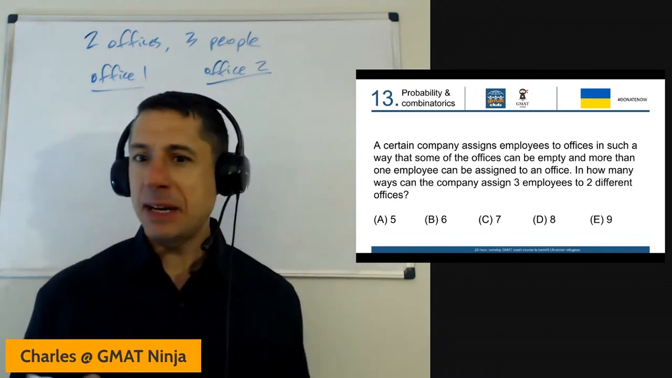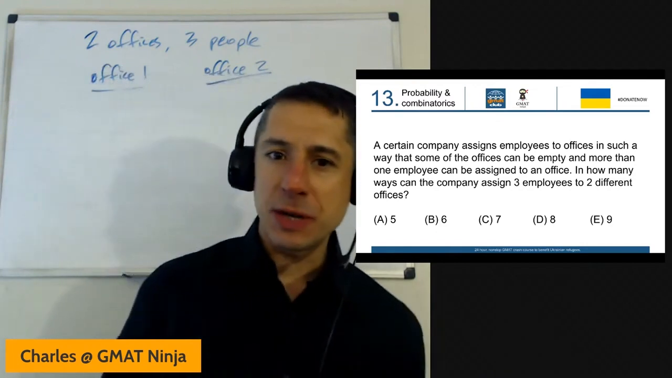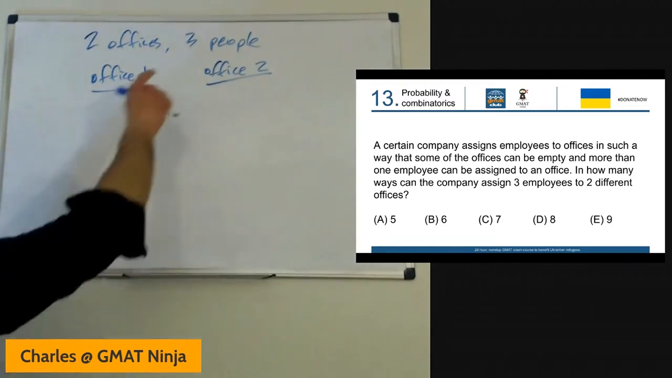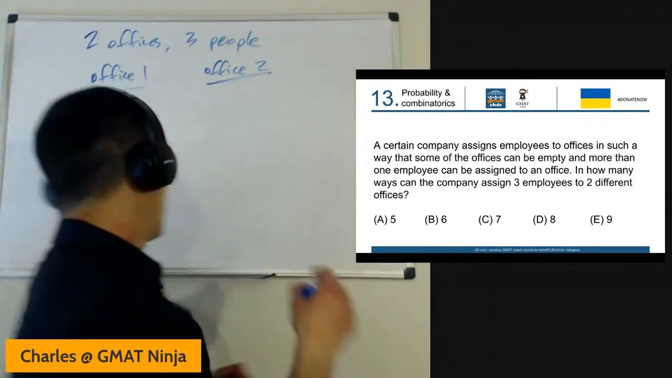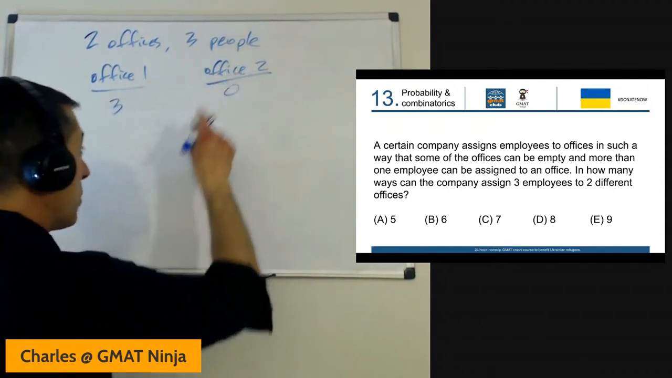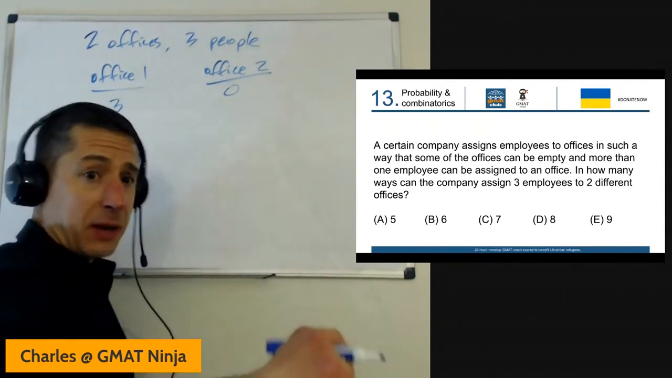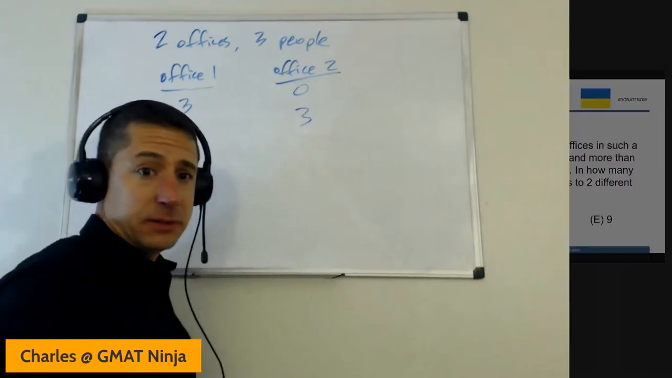Pretty typical. Again, how many of these do you need to get right? Very, very few. The thing most people are doing wrong with probability and combinatorics is overdoing it. Again, unless you have a compelling reason to, don't kill yourself over it. 3 people, 2 offices. Offices can be empty. So we could have 3 here, 0 here. There's no further ways to rearrange this, right? 3 people here, no people there. So that's one way.